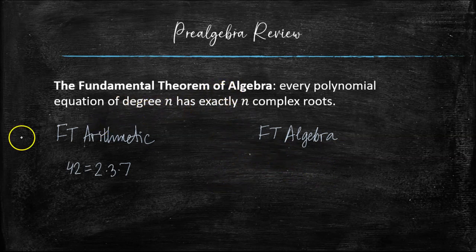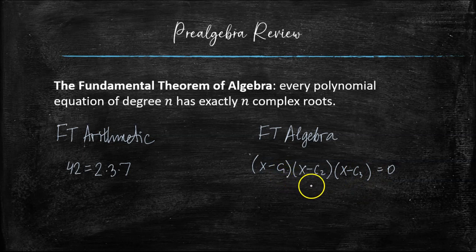But if you recall, the way we solve polynomial equations is by factoring. So when we say every polynomial equation of degree n has exactly n complex roots, it's the same as to say that every polynomial equation can be factored into a product of n, where n is the degree of the polynomial, many linear factors where each of these values is a complex number.